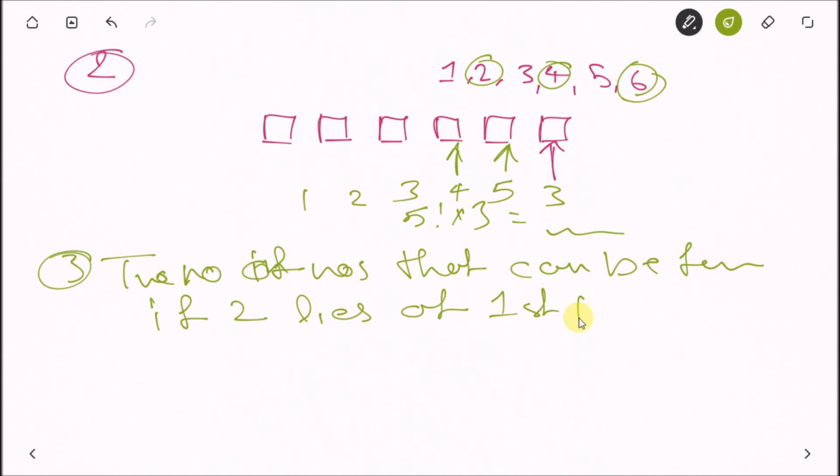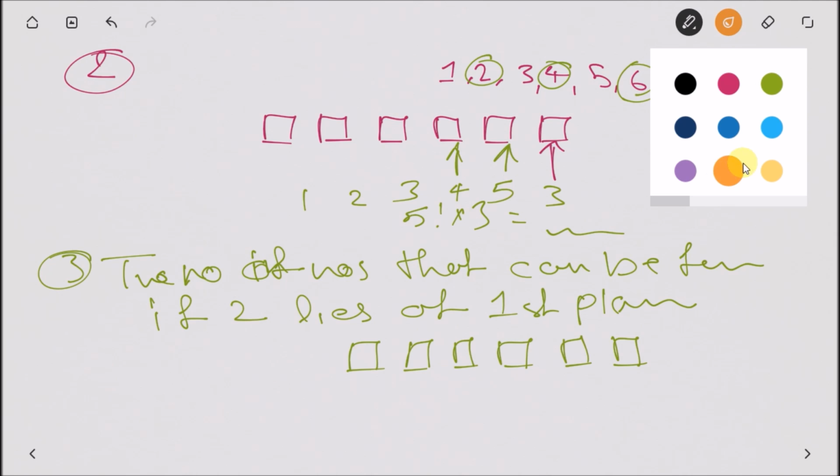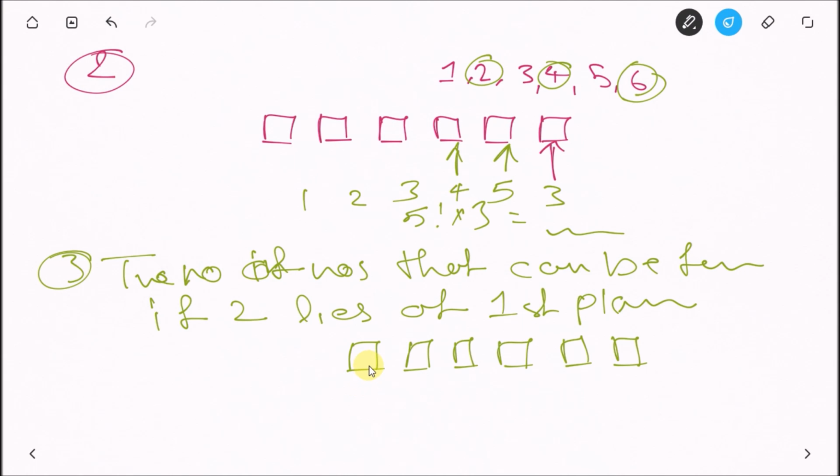So the condition is given the number of numbers that can be formed if 2 lies at the first place. So there are 6 brackets, and we have to put 2 at the first place. So this bracket has only one option, but this has 5 4 3 2 1, so 5 factorial. So 1 into 5 factorial, which is 5P5, will be the answer. So we'll have this answer.